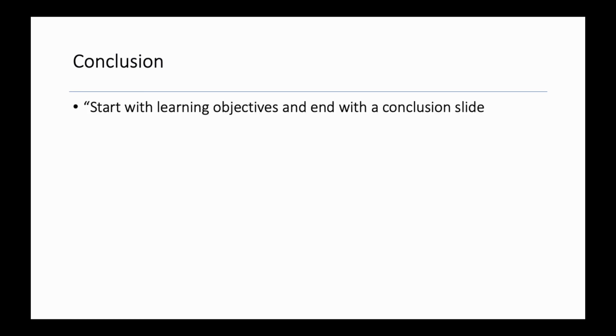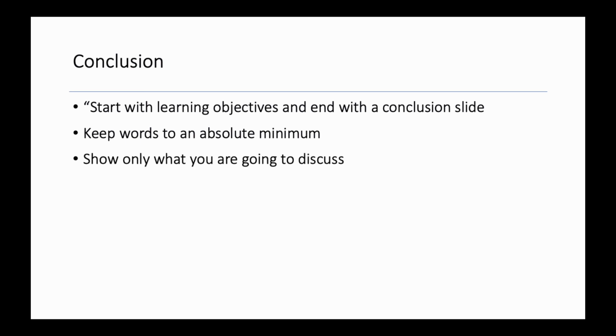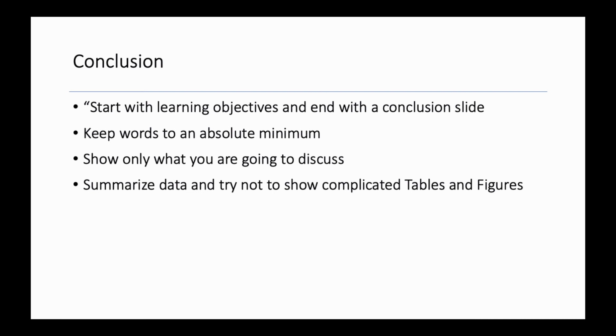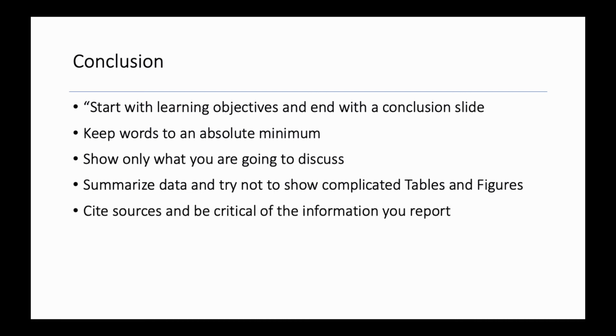In conclusion, see, I'm now going to give the conclusion slide, which is the third leg of tell them what you're going to tell them, and tell them what you told them. The conclusions are: start with learning objectives and end with a conclusion slide. Keep words to an absolute minimum. And if you're going to discuss something, of course, put it on the slide. If you're not going to discuss something, then don't put it on the slide. It's not just there to show people how much you've learned. They'll get distracted as well. Summarize data and try not to show complicated tables and figures. And as I mentioned, you cite the sources, be critical of the information reported, put the citations on the slide.